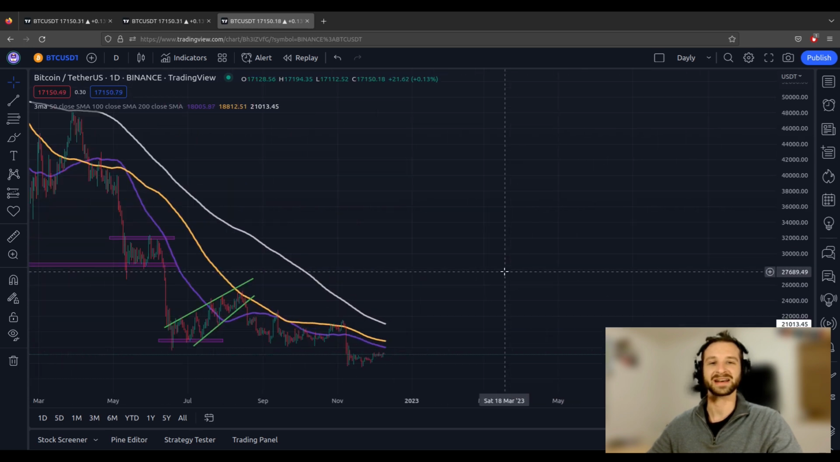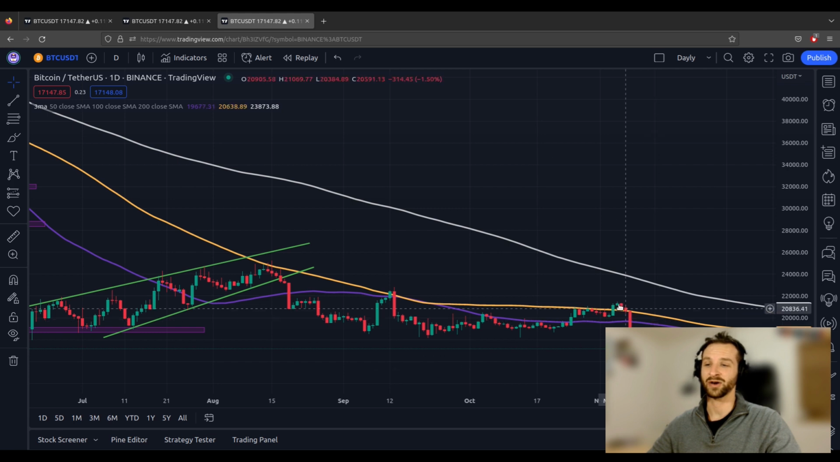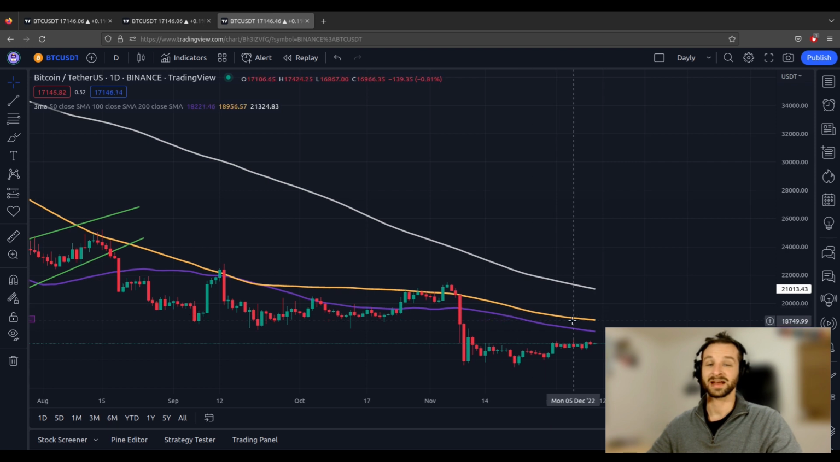But on the other hand, if we go towards recent times, these days it is the 100-day simple moving average that acts as resistance. You can see it was tested here, then again here, then again here. And today it's interesting to wait and see what happens after it gets tested again.